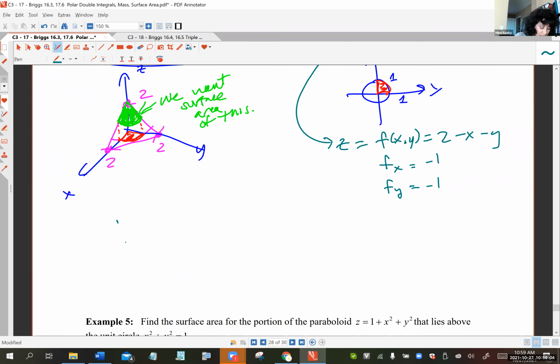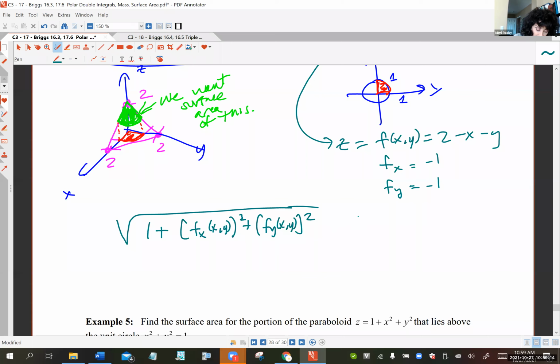Okay, fantastic. So then this big old square root that we're going to have to put together here, because that's going to be the integrand of this surface area integral, for us is going to be the square root of 1 plus (-1) squared plus (-1) squared. Hey, this is going to be a constant. Cool beans. Does that always happen? No.